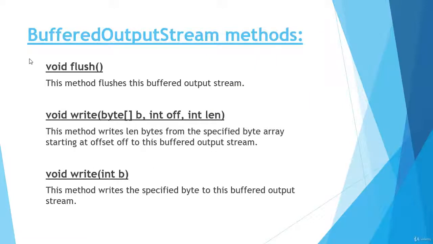So these are the methods that are present in the BufferedOutputStream class. This method basically flushes the buffered output stream. We have also discussed the flush method in our previous video.